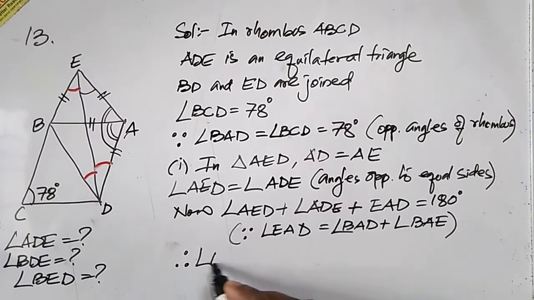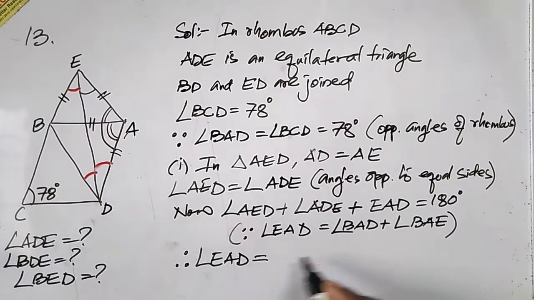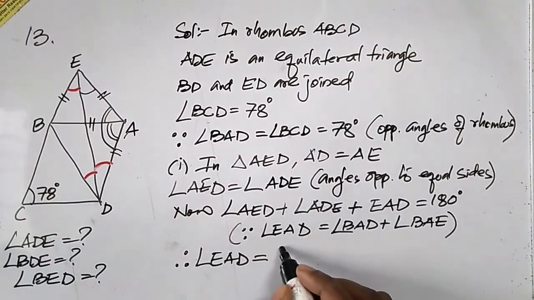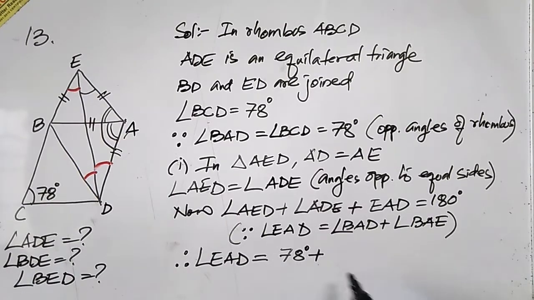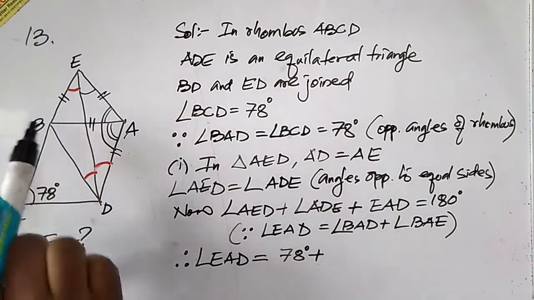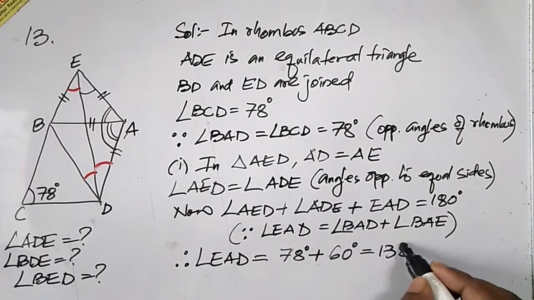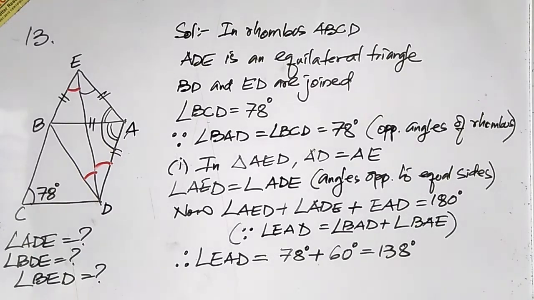Therefore, angle EAD, BAD is how much? BAD is 78 degrees, which we have already found. 78 degrees plus BAE. BAE is how much? This is an isosceles triangle, so that is 60 degrees. Now when you add these two, how much will you get? 138 degrees, right? So EAD is 138 degrees. Now let us replace it. I will just erase the upper part so that we have the lower part and can see it.